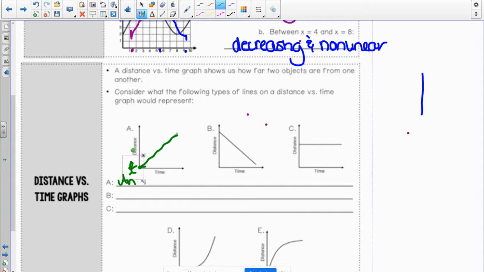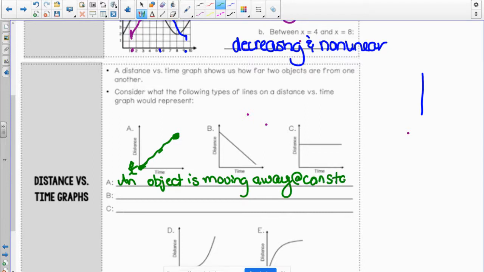So an object is moving away. Because again, this is where it'd be 0 feet. So if you're way out here, maybe that's 5 minutes and 300 feet. You're moving away. You're getting further away from whatever. And I'm going to write at a constant, because it's linear, speed.